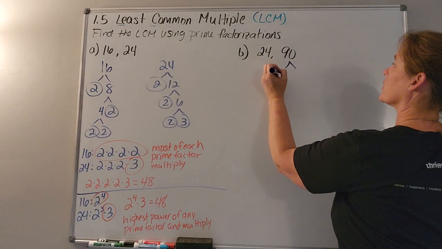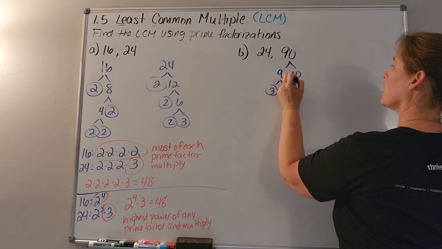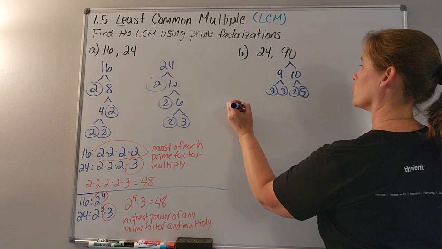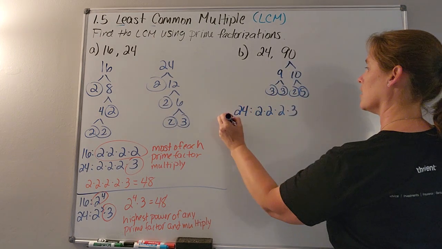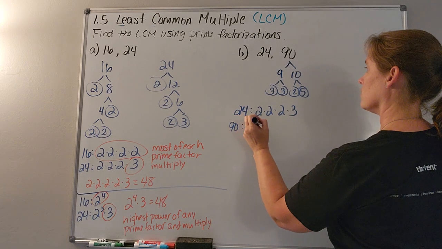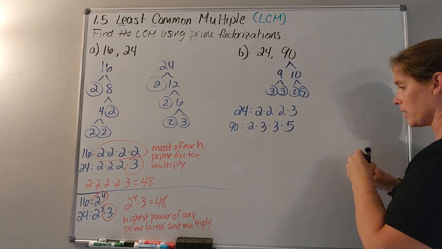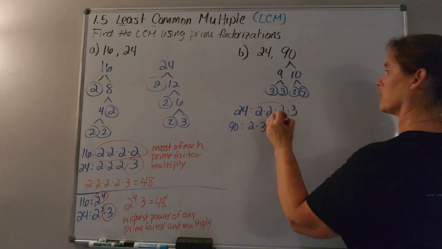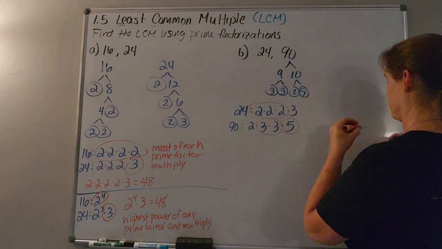So I just need to prime factor 90. 9 and 10. 3 and 3. 2 and 5. Okay, so 24 was 2 times 2 times 2 times 3, and 90 is 2 times 3 times 3 times 5. We want the most of any prime factor. So I'll take those three 2s, those 3s, and that 5.